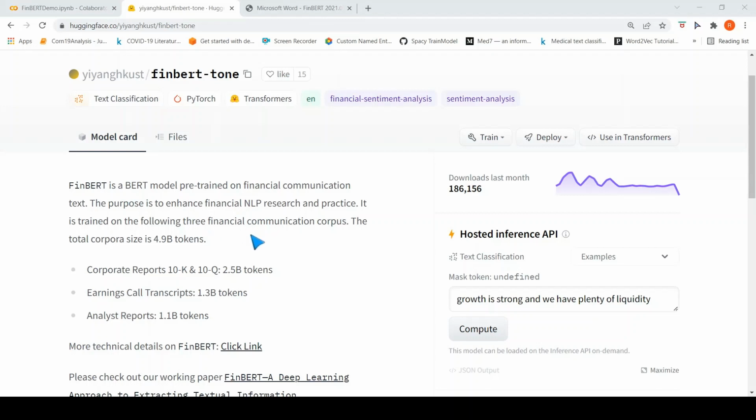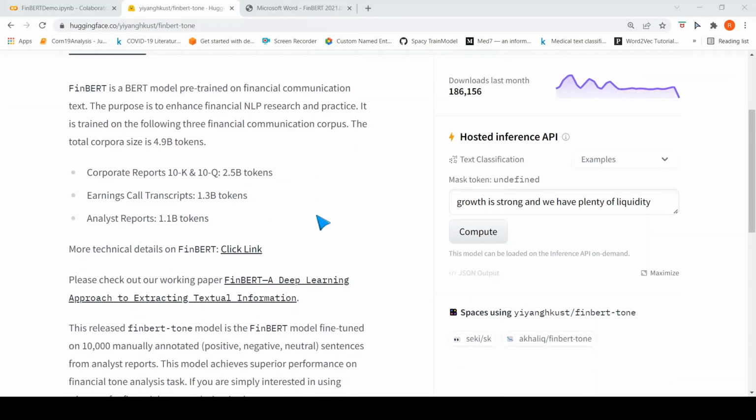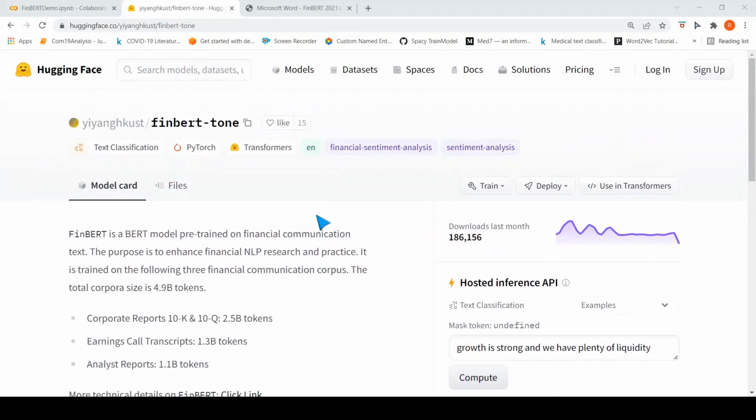FinBERT has been trained on the following three financial communication corpora. The total corpora size is 4.9 billion tokens. So you have basically corporate reports, earnings call transcripts and analyst reports. It is actually pre-trained on this particular text. Hugging Face has hosted this particular model, so we can now look at a short demo of FinBERT.